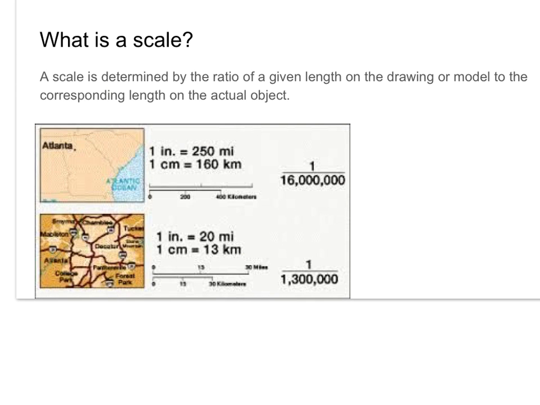What is a scale? A scale is determined by the ratio, or basically a fraction. It's a comparison of a given length on the drawing or model to the corresponding length of the actual model or object. If you look at a map, all maps have scales. On a little sheet of paper, it says 1 inch is 250 miles. So when you're looking at a map of the United States, that's not the actual distance. Some people want to find out the actual distance or how far they're traveling, so they can use the scale and measure the paper to know how many actual miles it is.